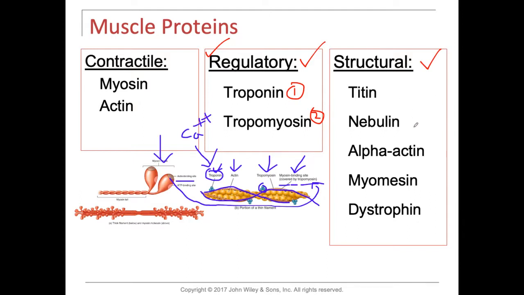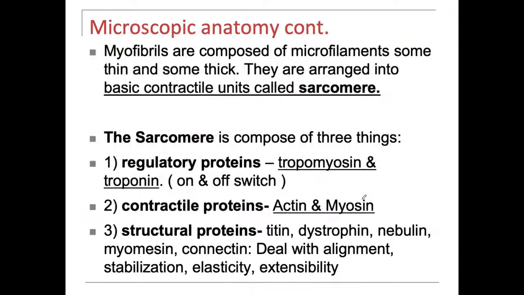These structural proteins, titin, nebulin, alpha-actin, myosin, and dystrophin, these are structural proteins that give the shape to the muscle, some of their tension to the muscle, their tone to the muscle. We've known that if there's an autoimmune condition where the body attacks this type of structural protein, we call it muscular dystrophy, right? So those structural proteins deal with the alignment of the muscle. They deal with the stabilization, the elasticity, and extensibility of it.